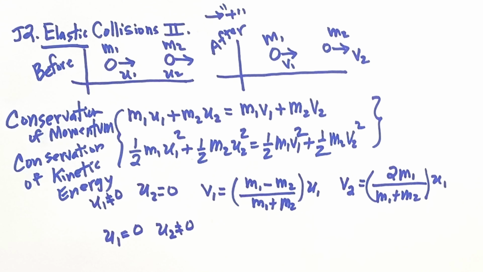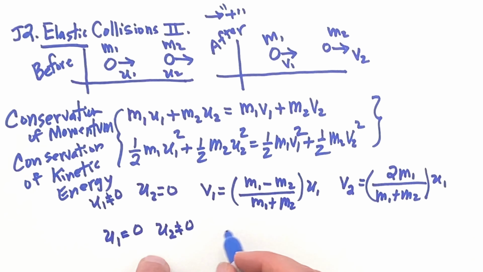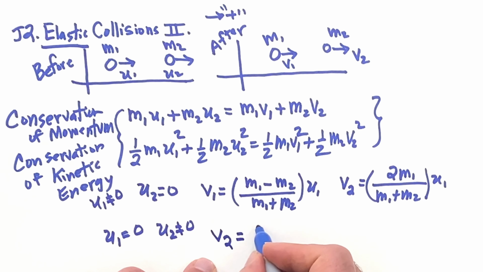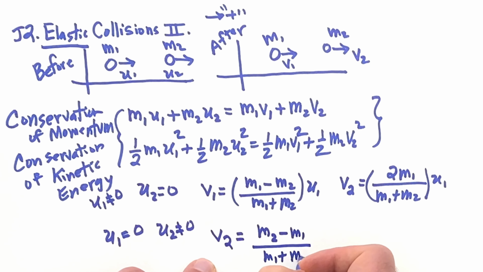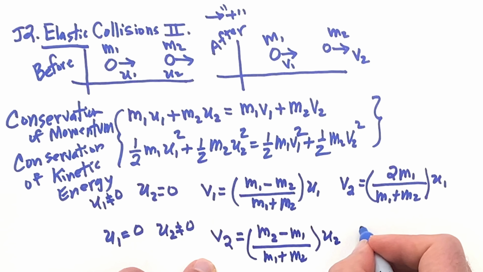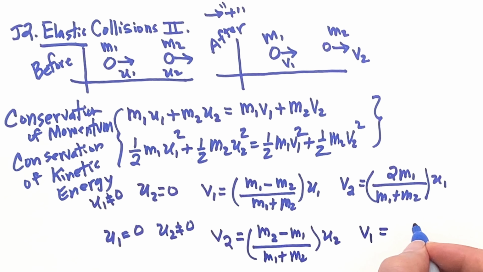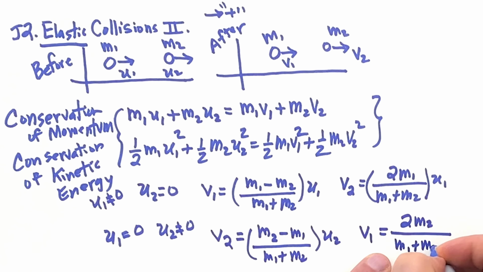So if we did this, we simply exchange 1 and 2. So we would get then V2 is M2 minus M1 over, this would still be the sum because it's a plus sign, and this would be U2, and this over here would be then V1 because we're just swapping the subscripts 1 and 2, and this would be 2M2 over M1 plus M2, and this would be then a U2.